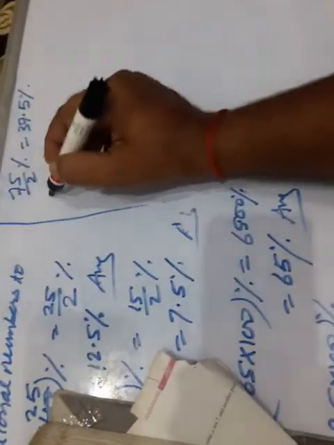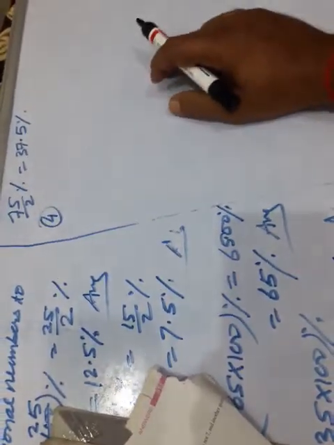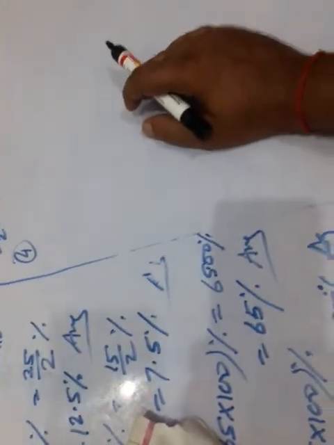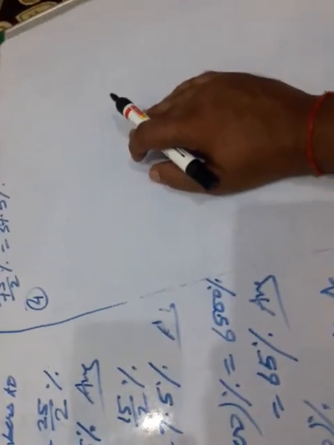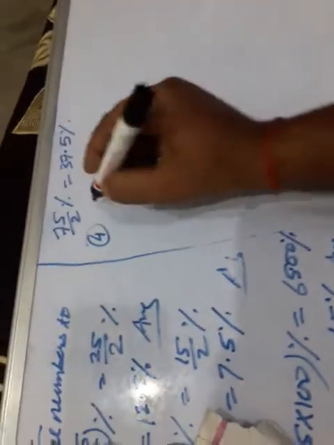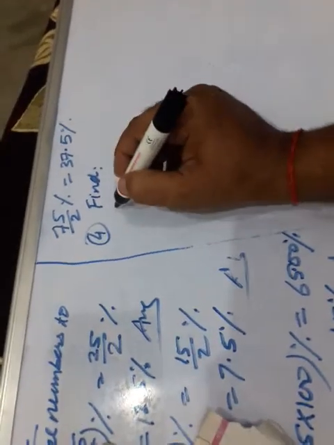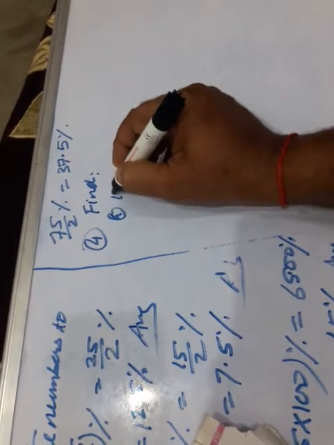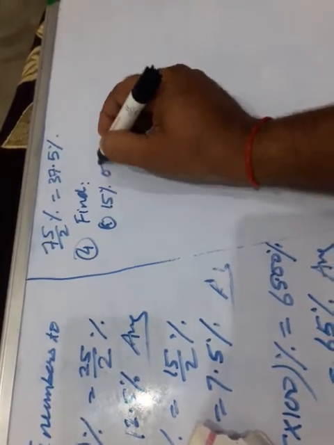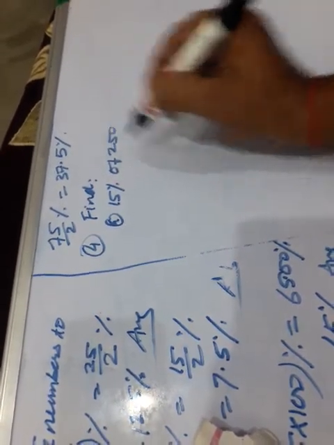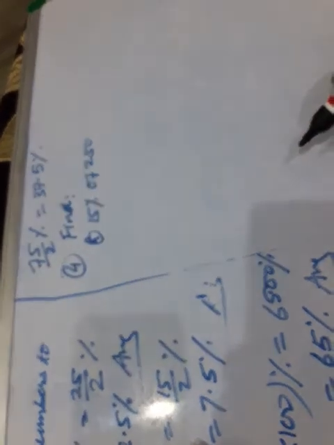Now let us see question number 4. The remaining questions that I am leaving here, children, you will solve as homework. What is question number 5? Find 15% of 250. How will you find 15% of 250?